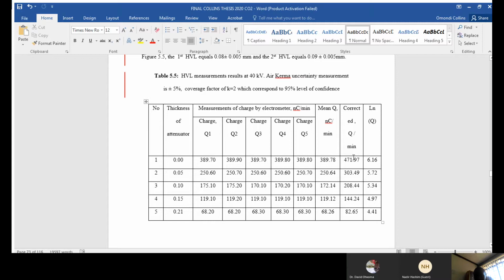These are the corrected results. These are the results that I got, but I corrected for pressure and temperature. So without any material, it's 471.97. Then it reduces as I add material across the beam. In this case, I got 5 readings, 389. It fluctuates, so in this case it will be plus minus the fluctuation of these 5 readings, as you indicated earlier. Also for this one, it fluctuates according to this. Then these are the results.